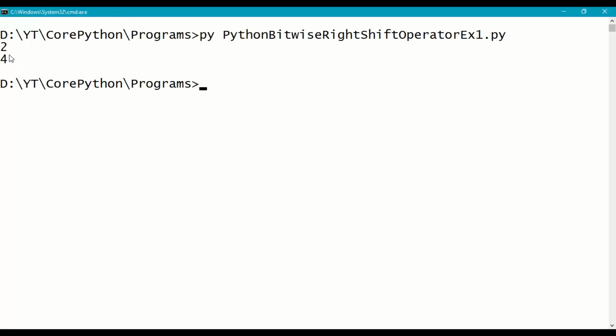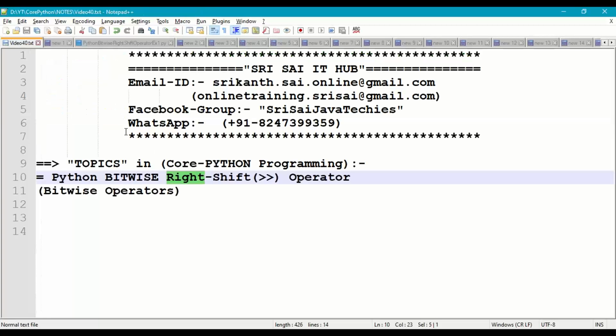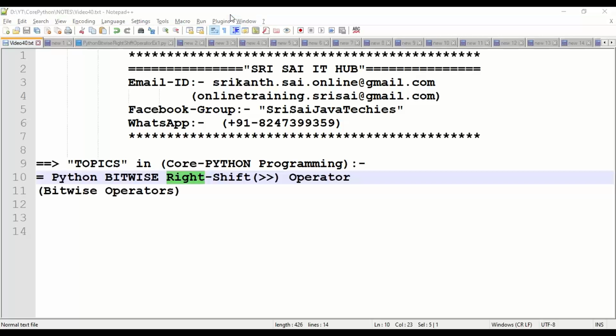So 10 right shift of 2, answer is 2. 18 right shift of 2, answer is 4. So this is how we are supposed to work with the right shift operator, which is a bitwise operator.